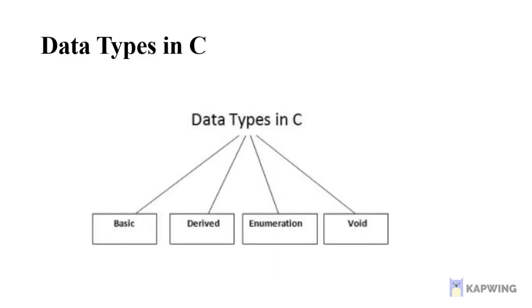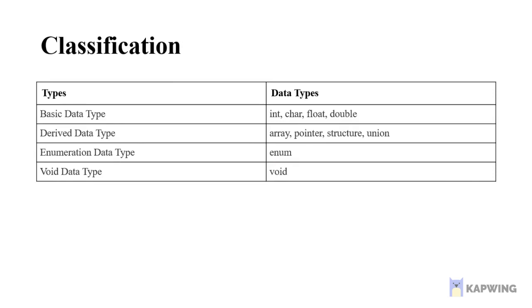Basically the data types are classified as basic, derived, enumeration and void. Basic data types means int, char, float, double; this all comes in basic data types. Derived data types means array, pointer, structure, union; this all comes in derived data types. Enumeration data type is enum. Void data type means void. So let's see one by one.